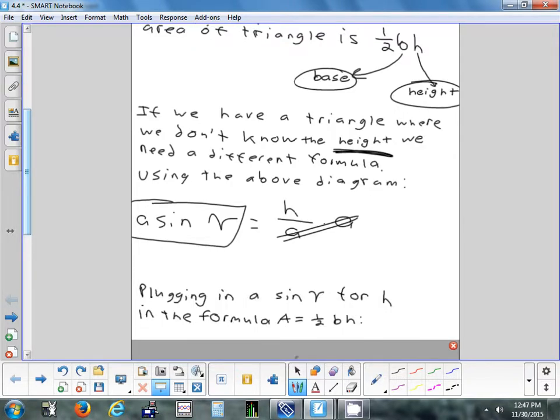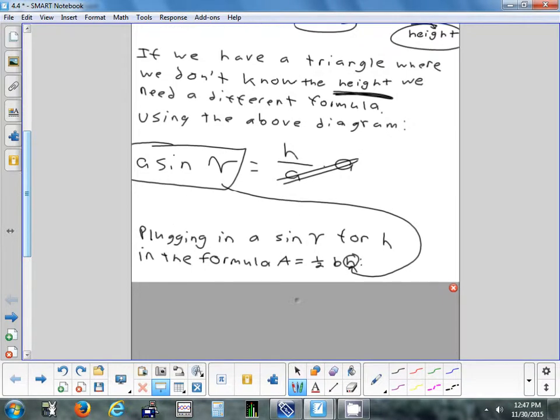Now all I'm really going to do is take this, which equals the height, and fill it in right there. I'm still going to keep the 1/2 base part of the formula. I'm just going to change H to A sine gamma. Any questions why I can plug in A sine gamma for H? Because it equals H. Right? And when we do that, we're going to have 1/2 B times A sine gamma.